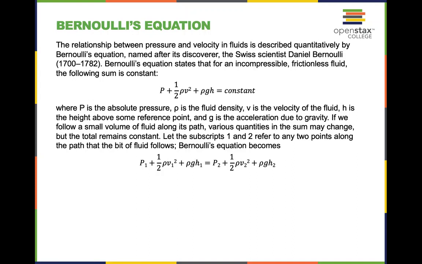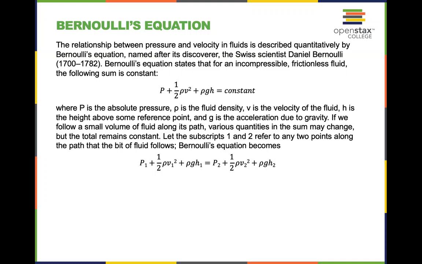Okay, so Bernoulli's equation again. The relationship between the pressure and the velocity in fluids is described quantitatively by Bernoulli's equation, named after its discoverer, Daniel Bernoulli. Bernoulli's equation states that for an incompressible frictionless fluid, the following sum is a constant: P plus 1/2 rho v squared plus rho gh equals a constant, where P is the absolute pressure. Remember, the total pressure is the atmospheric pressure plus the gauge pressure. Rho is the fluid density, v is the velocity of the fluid, h is the height above the reference point, and g is the acceleration due to gravity.